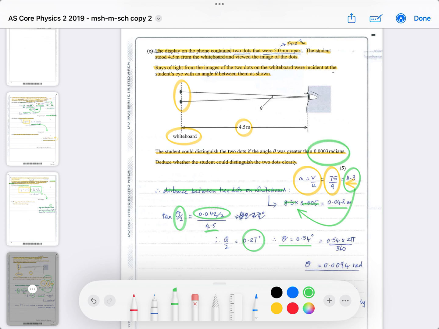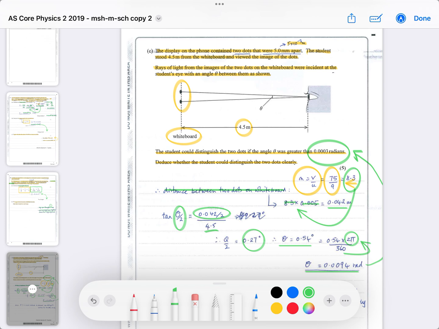And if you do that, 0.54 out of 360, and then multiply by 2 pi changes the 360 into radians, okay? And you've got to be able to do that. And that gives us an angle in radians of 0.0094 radians. You then compare that to the value given in the question.